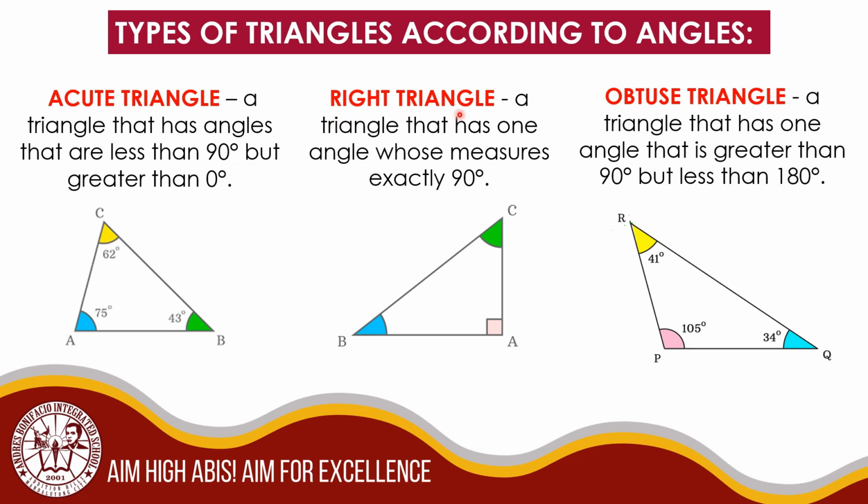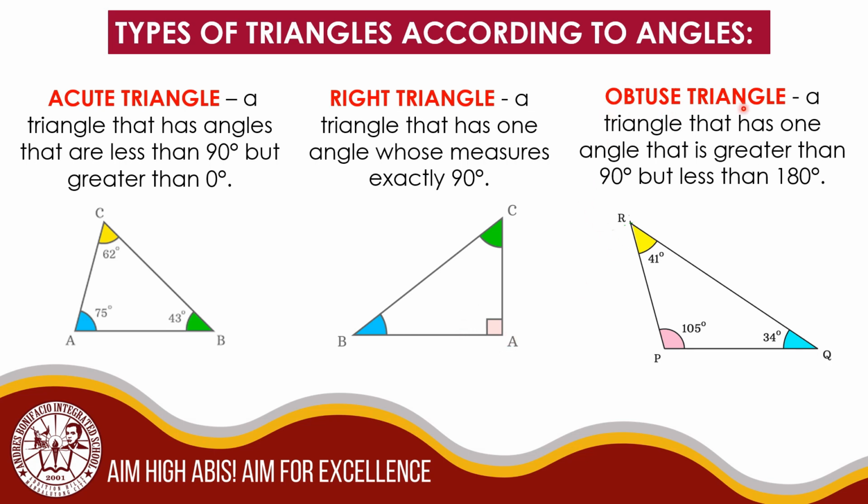Next, right triangle. A triangle that has one angle whose measure is exactly 90 degrees. So we have here right triangle CAB. So notice angle A represents the measure of 90 degrees because of the square. This is the symbol of a 90-degree angle.